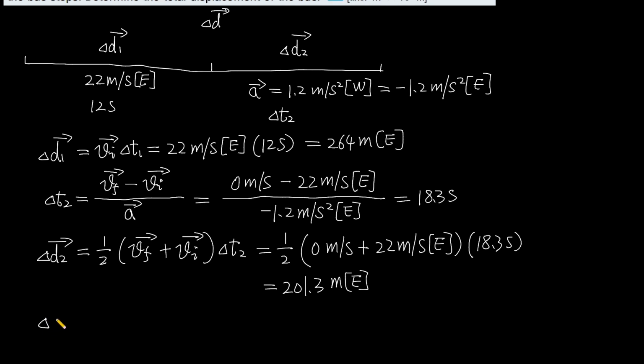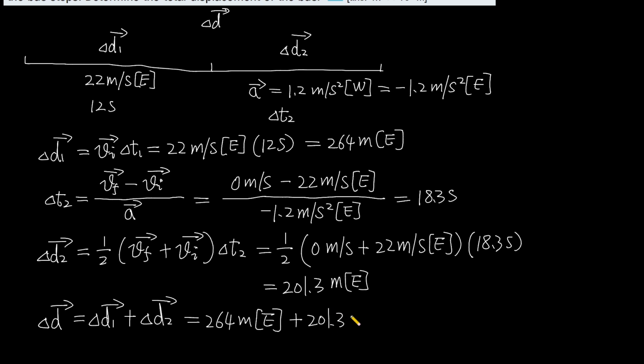Now the total displacement equals displacement 1 plus displacement 2, and it equals 264 meters east plus 201.3 meters east, and this equals 465.3 meters east.